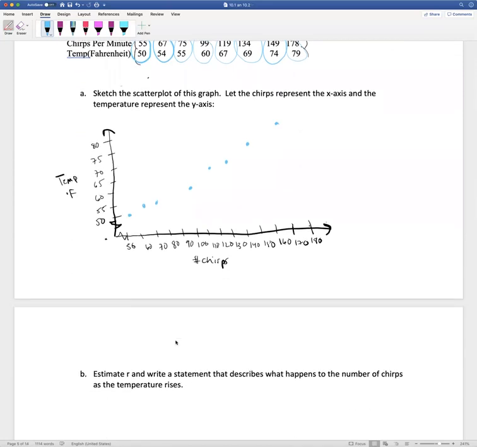Estimate R and write a statement that describes what happens to the number of chirps as the temperature rises. Okay, so the first bit, estimate R. Looking at this, I would say R is equal to 0.95. Positive because it's rising from left to right.